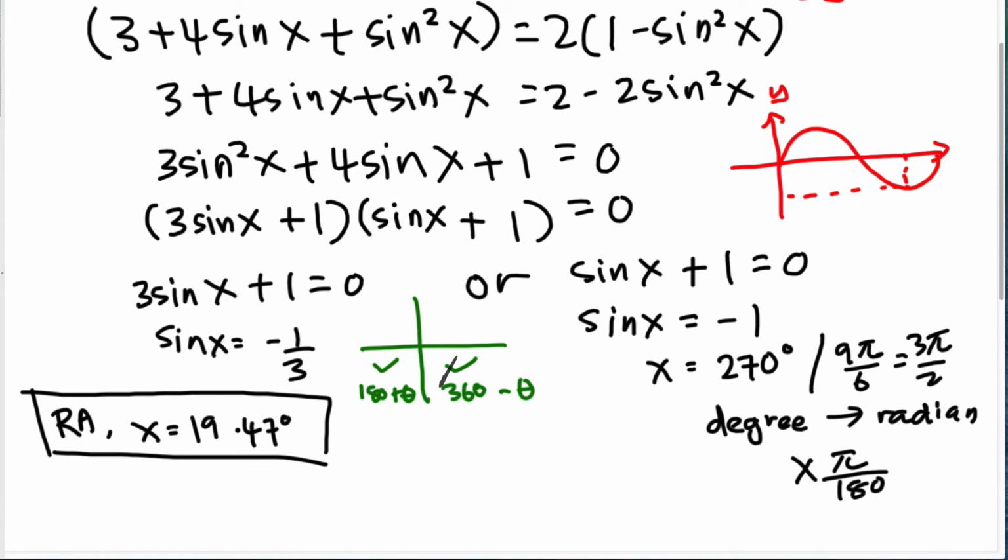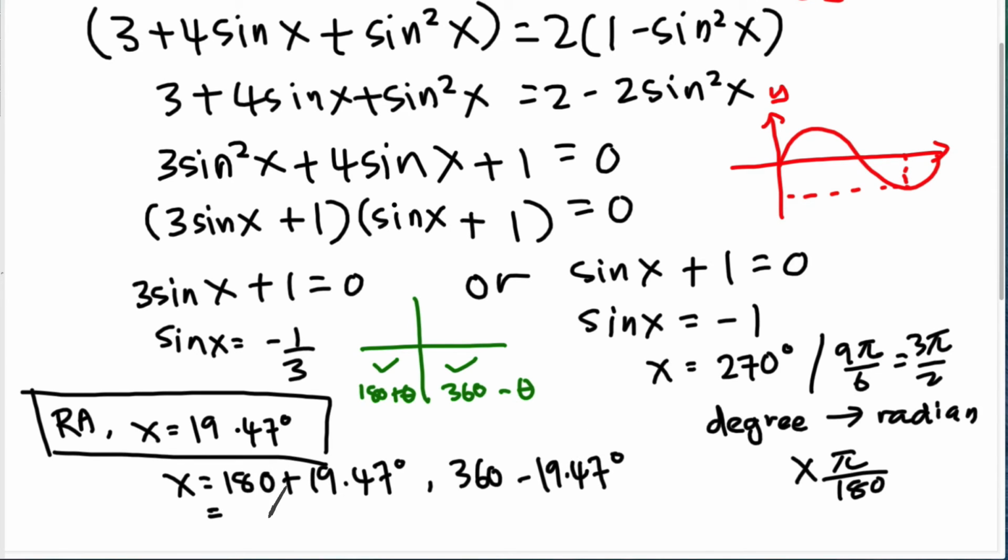My answer I have to apply in this one, because 19.47 is in the first quadrant, where I will get positive. So in order to get my answer, I'm going to write 180 plus my reference angle, and then the second one will be 360 minus my reference angle. It's quite simple. Then you can solve this by pressing the calculator. You got 199.47, and this one I guess you will get 240.53, if not mistaken. This is the answer for this kind of question.